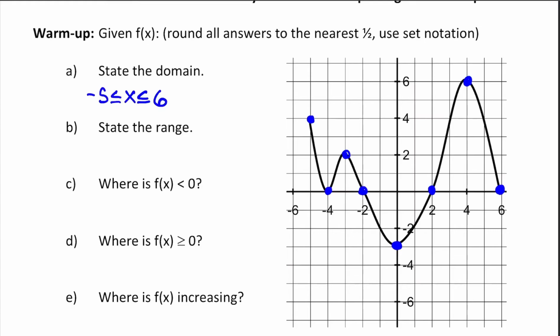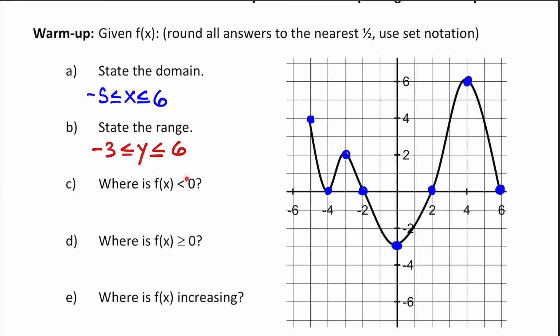State the range. Well, the range, the y values. So you don't necessarily use the endpoints. And actually, in this graph, we're not using the endpoints at all for range. It's the maximum and the minimum. So from here, looks like -3 to 6. This is the range, and it's going to be the y values. All right, so -3 is less than or equal to y is less than or equal to 6.